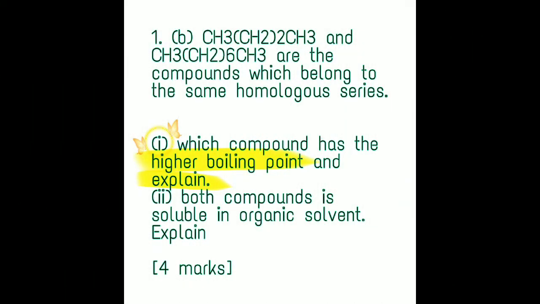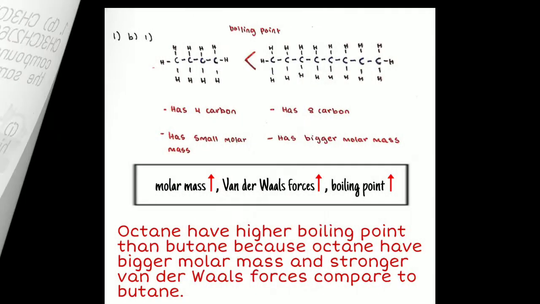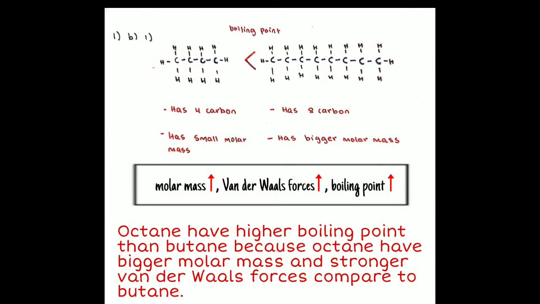Question 1b. CH3, CH2, 2CH3, and CH3, CH2, 6CH3 are the compounds which belong to the same homologous series. Question B1. Which compound has the higher boiling point? And explain. As you can see, the first compound is butane, and the second compound is octane. How to know which one has the higher boiling point? We need to remember 3 steps, which is when the molar mass is increasing, van der Waals force also will increase. Thus, the boiling point will increase.